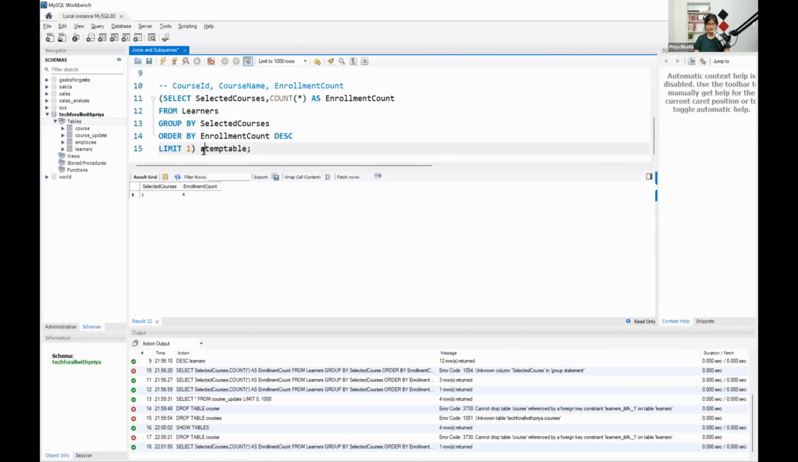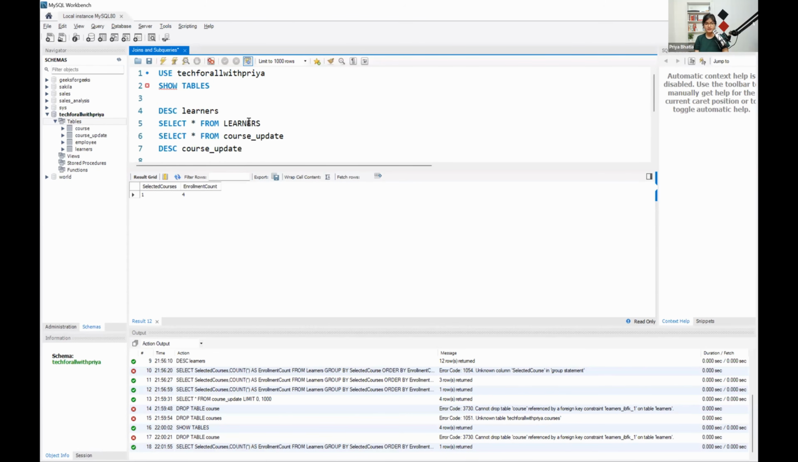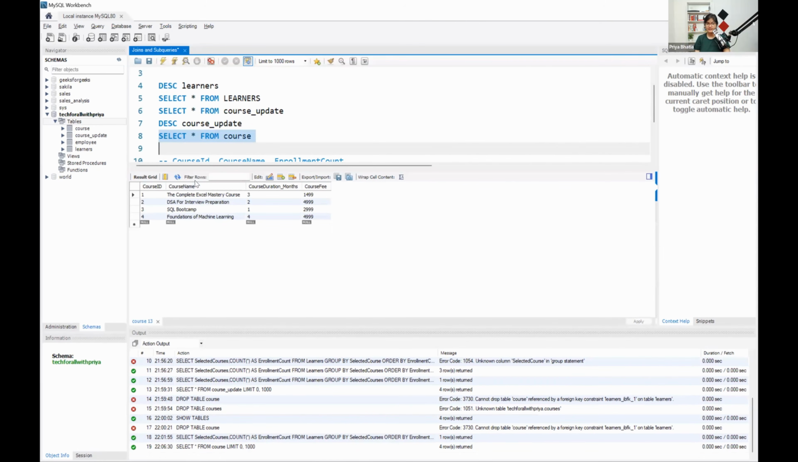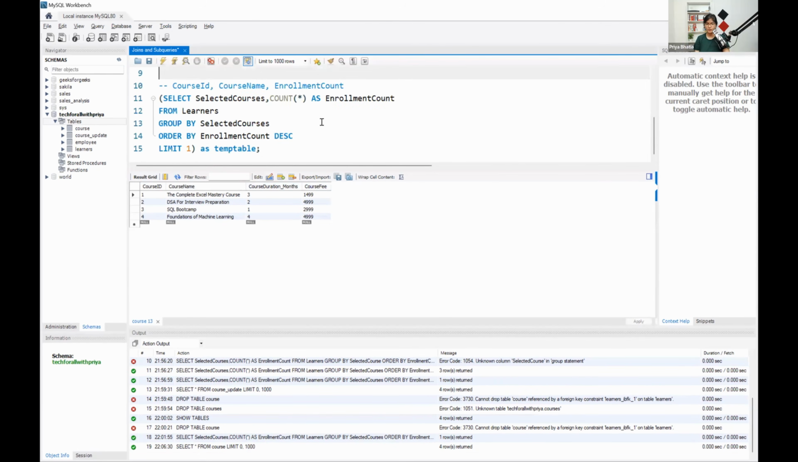I have stored it and I'm giving it an alias name. It's a temporary table. So now I have table 1, which is the course table, and table 2, which is the temp table. Select star from course. The course table contains the course ID, name, month, duration in months, and the fees. And this temp table contains the selected course ID and the highest enrollment rate. That's it.